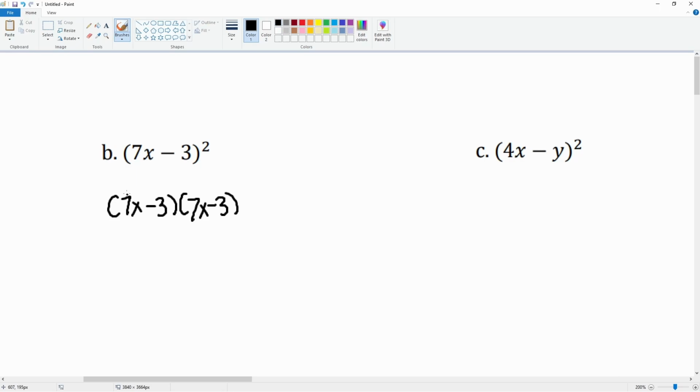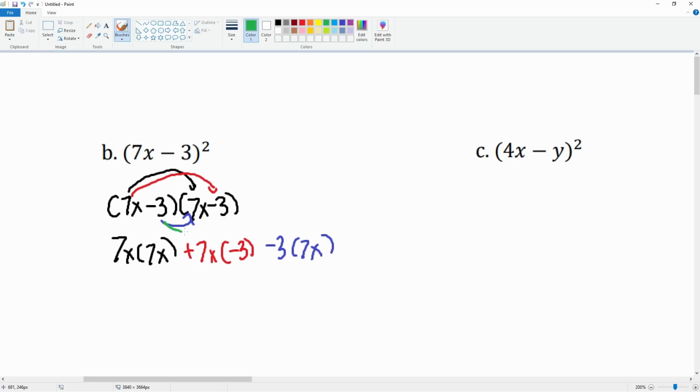Okay, now we can just distribute 7x times 7x, 7x times negative 3, negative 3 times 7x, and then negative 3 times negative 3. 7x times 7x is 49x squared. 7x times negative 3 is negative 21x. Negative 3 times 7x is negative 21x. And negative 3 times negative 3 is a positive 9.